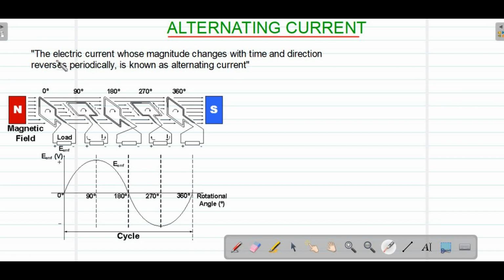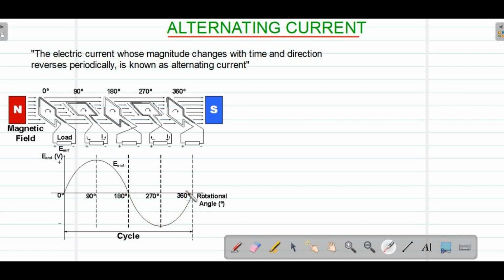An alternating current means the electric current whose magnitude changes with time and direction reverses periodically is known as alternating current. So this is the definition of alternating current. You can see in this graph, the magnitude of this current keeps on increasing and then decreasing, then changing the direction to the opposite side.